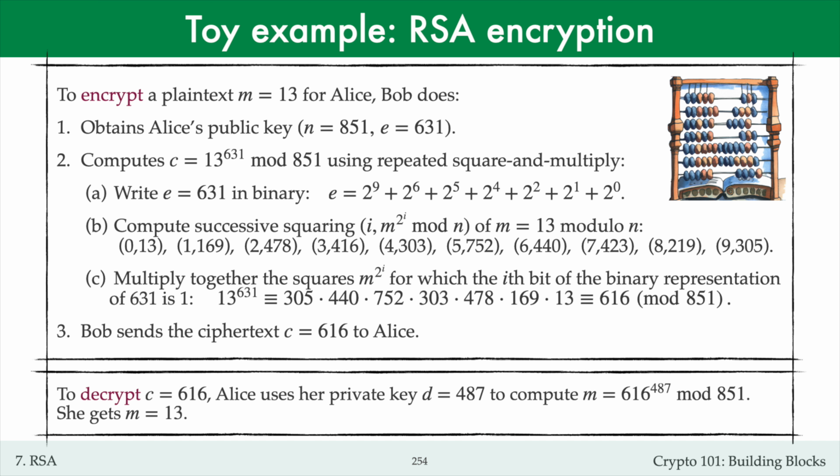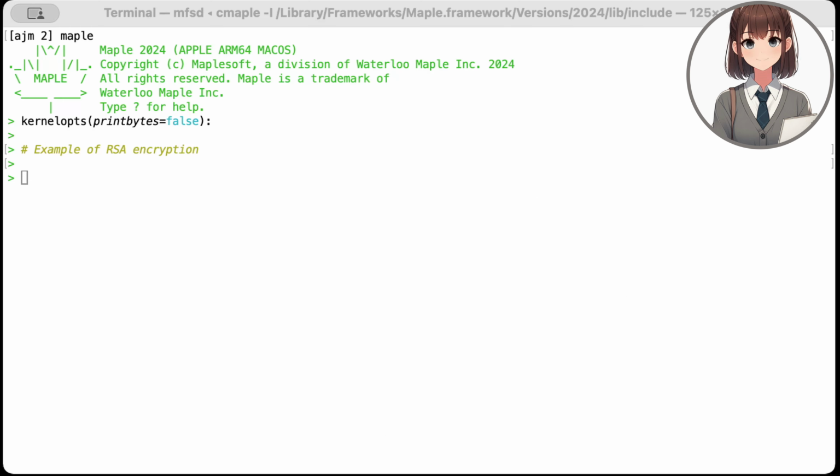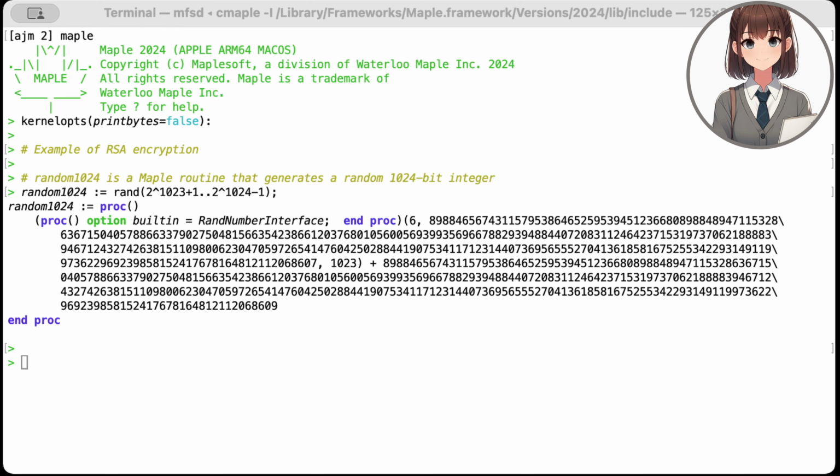To decrypt C, Alice uses her private key to compute C to the power d modulo n using the repeated square and multiply algorithm. You can check that Alice obtains the plaintext 13. To give you a sense of the size of numbers used in practice, here is an example of basic RSA encryption using a 2048-bit modulus n. Random 1024 is a Maple routine that generates a random 1024-bit number.